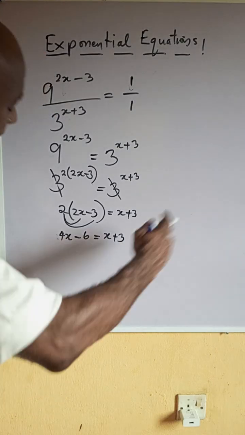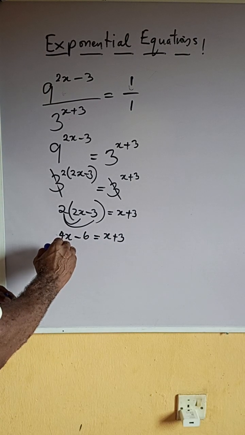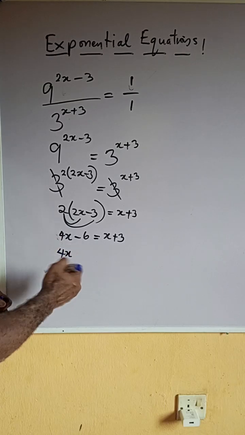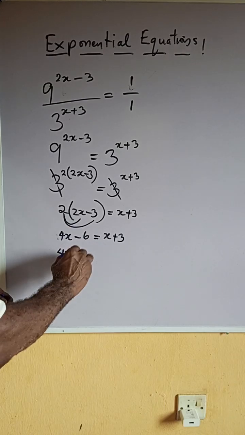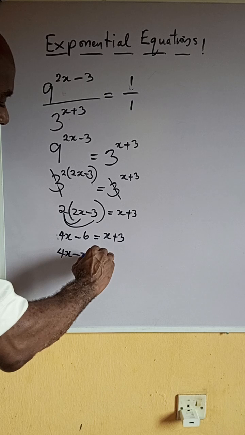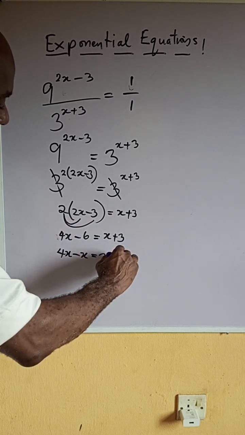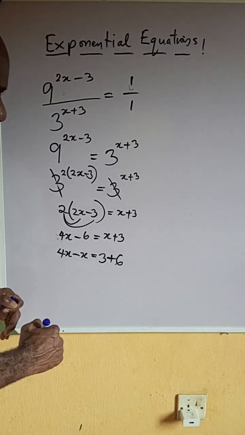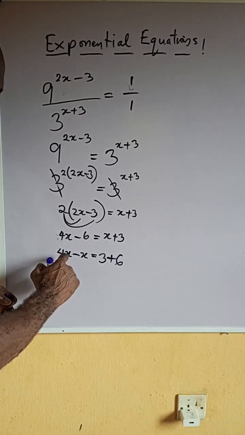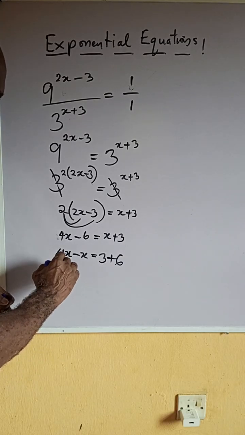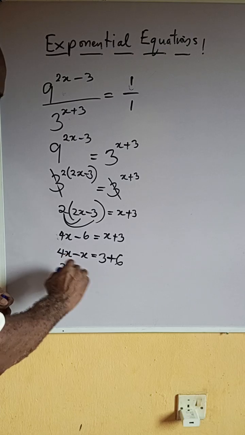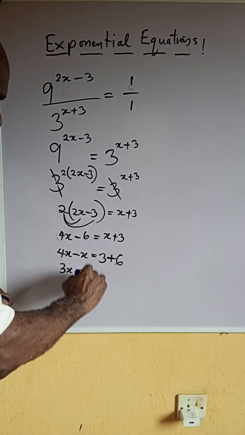Next, we collect our like terms. If you do that, 4x, x crossing over becomes minus x, equal to 3 plus 6. Alright, so that 3x is equal to 9.